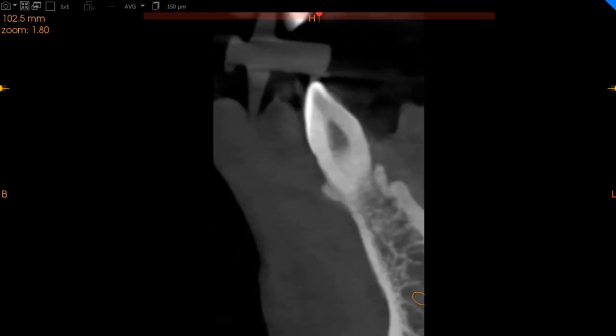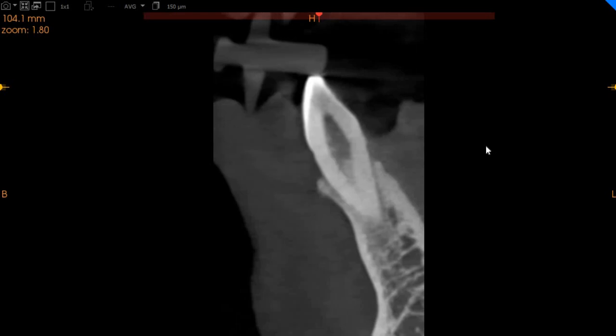Moving to the lower left canine, the lower left canine is right here. The lower left canine again appears non-problematic. We've got a single tooth with a root with a single canal all the way from the top to the bottom. So this is the tooth.